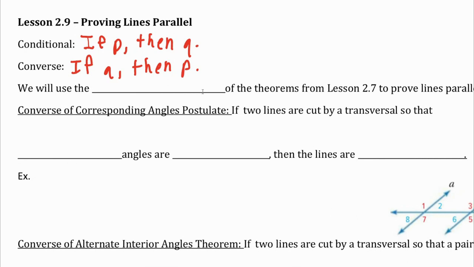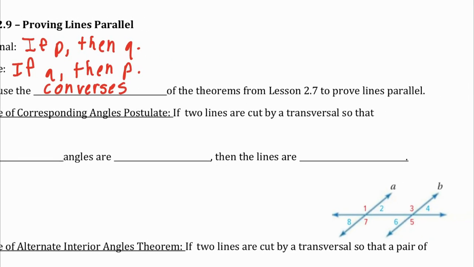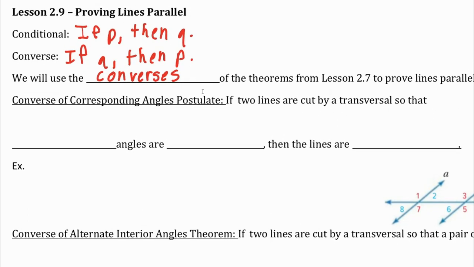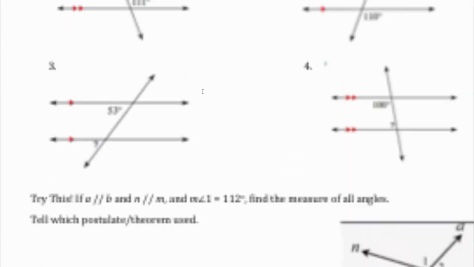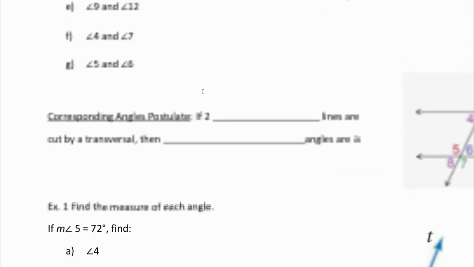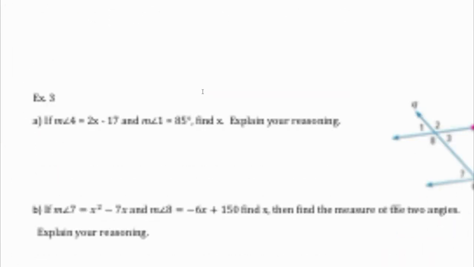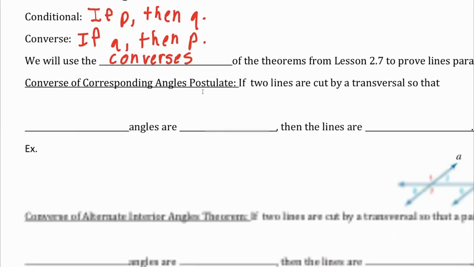And so we are going to use the converses of theorems from lesson 2.7 to prove lines parallel. In the last lesson that we did, we talked about how, if I have two parallel lines, then these angles are congruent. Today we're going to go the other direction to prove that two lines are parallel.